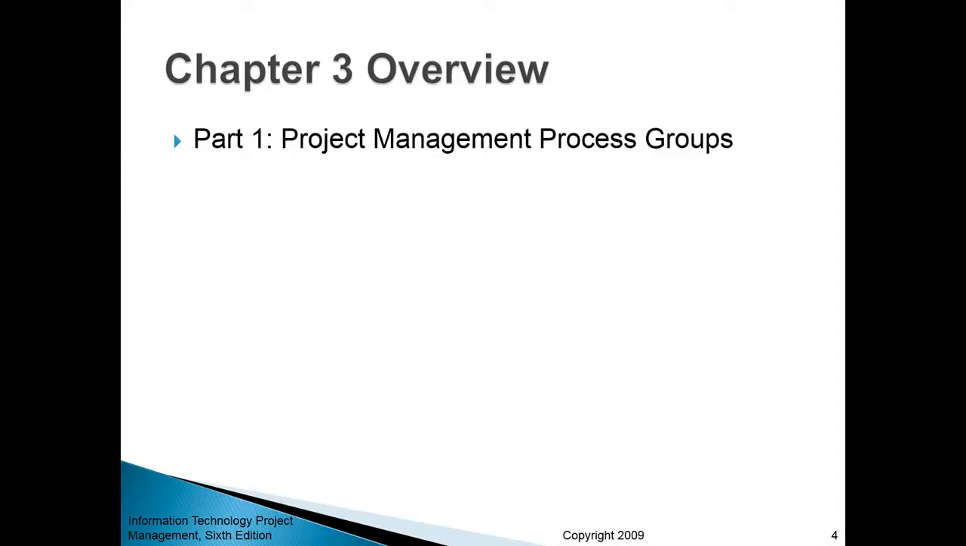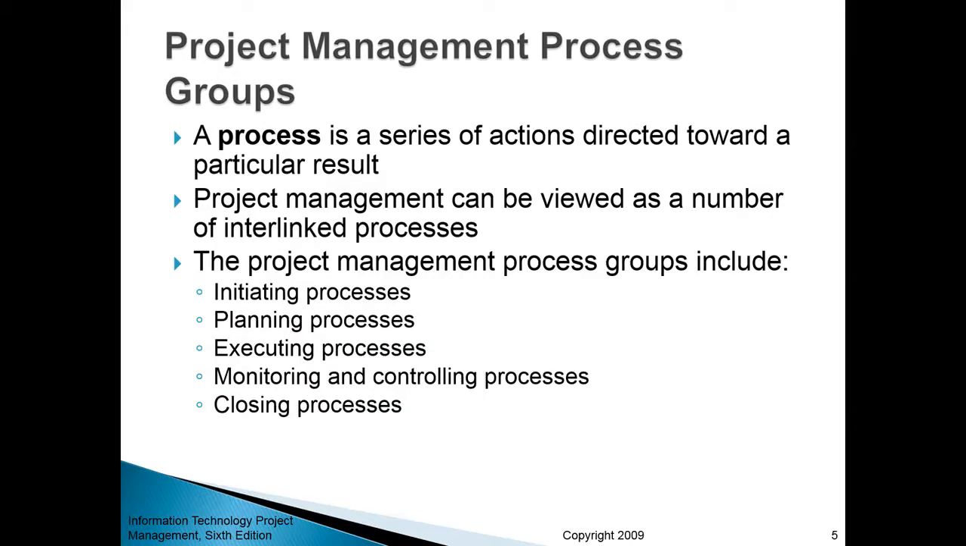In this part of Chapter 3, we'll talk about project management process groups in general terms. But first, we will define a process. A process is a series of actions directed towards a particular result. Project management can be viewed as a series of interlinked processes.